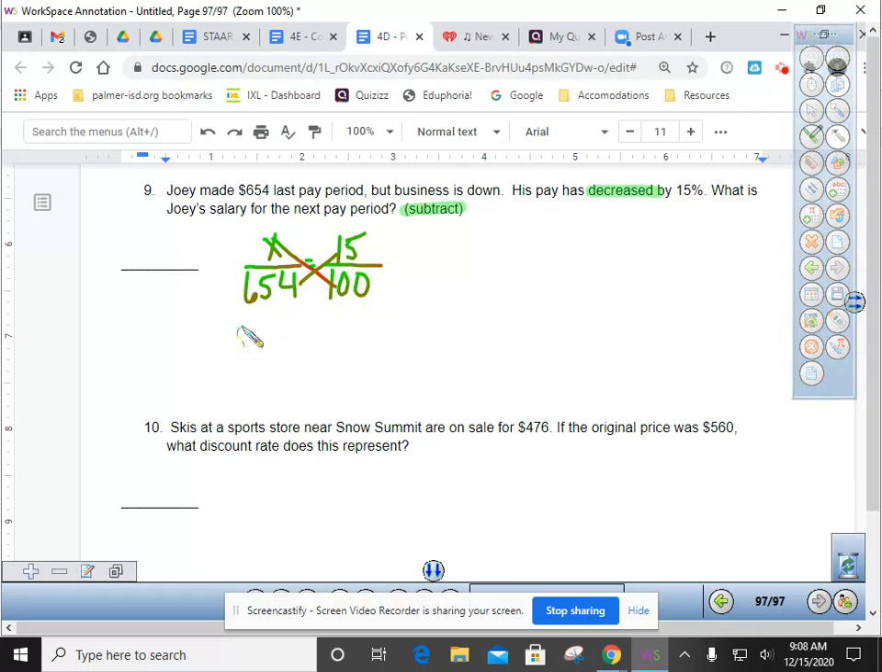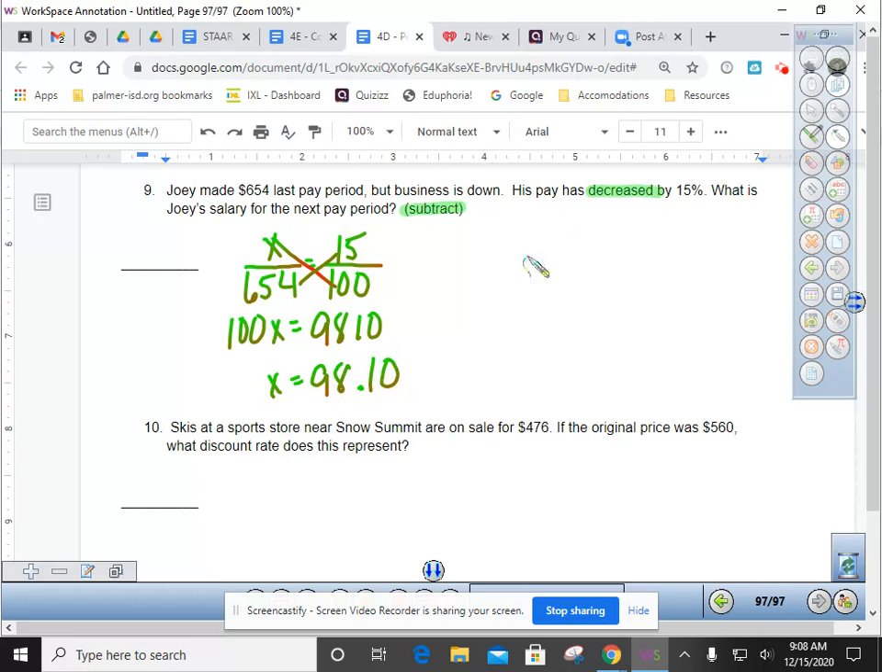So I got 100x equals 9,810. Perfect. That means x equals $98.10.